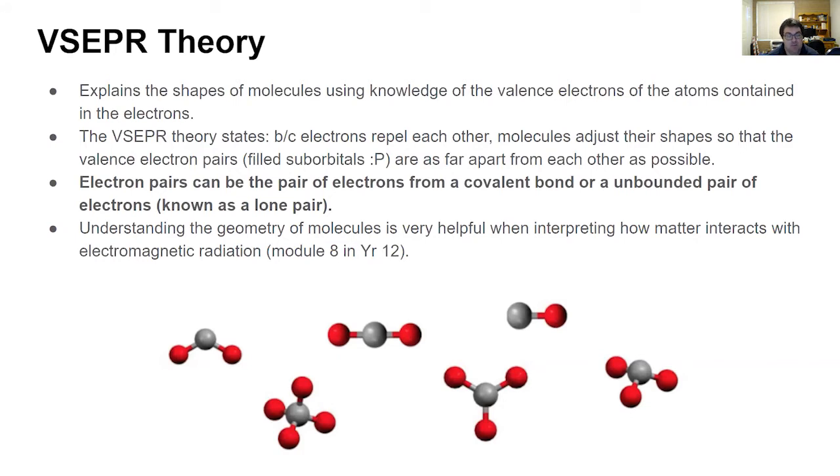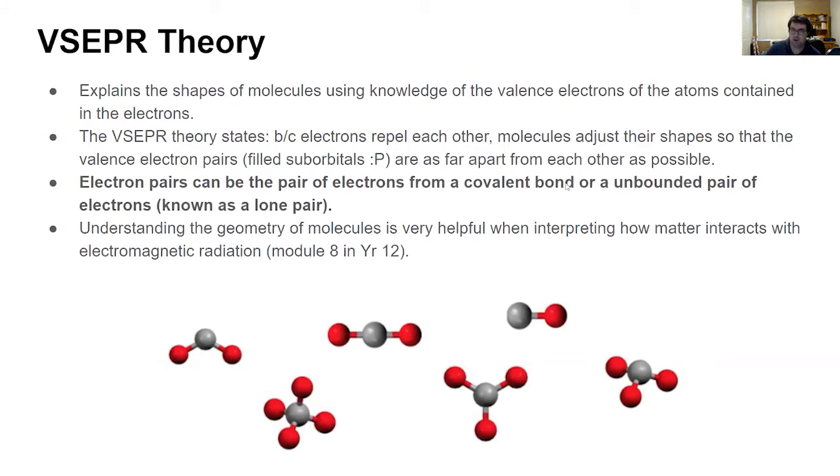What that means is that electron pairs surrounding atoms can be thought of in one of two different ways. There is the bonding pair, which is the pair of electrons that make up a covalent bond. One of the sticks on the ball and stick models pictured at the bottom of this slide would be representing one of these bonding pairs. Or there is an unbound pair of electrons. These are known as lone pairs, and these are often not represented in these ball and stick models. It's a major problem with the use of these models.